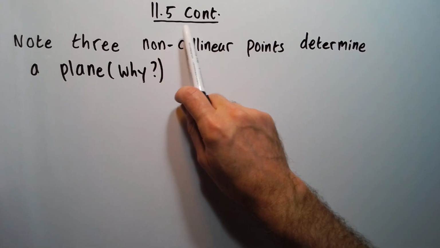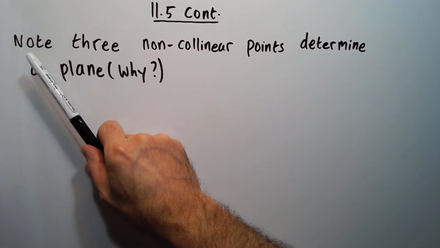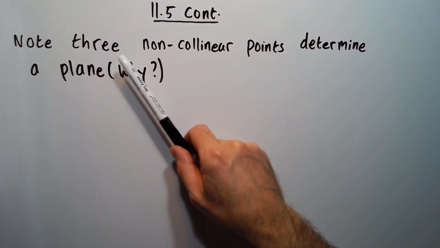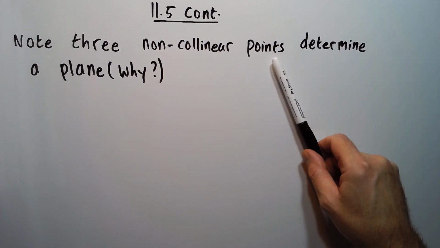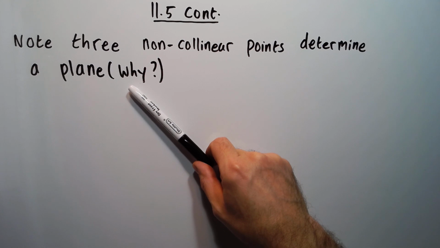Okay, so it's 11.5 continued. In this video we'll be talking about equations of planes. So let's first make an observation. Note that 3 non-collinear points determine a plane. So I have a question here: why is this the case?